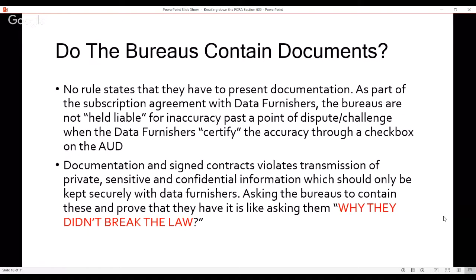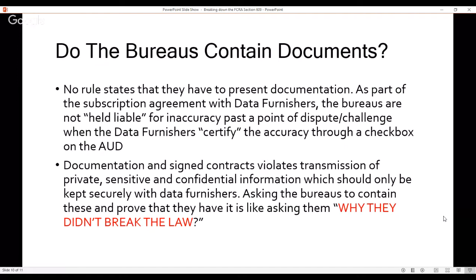Okay, now documentation, let's talk about that. Anything like documentation or signed contracts is basically the transmission of private, sensitive, and confidential information. So that violates the rules of the game. They cannot have that because it's private. The government can fine them for that. So when data furnishers keep this information, they have to keep it securely, because the credit reporting agencies do on-site visits whenever you're furnishing data, and they will check how the information is being stored, how secure it is, et cetera. That's part of the pre-approval process of a vendor to report. It's something they have to do, and you have to comply.